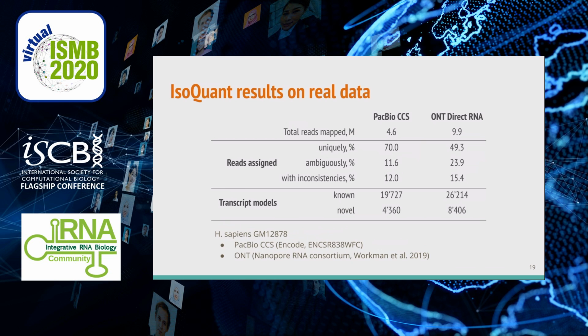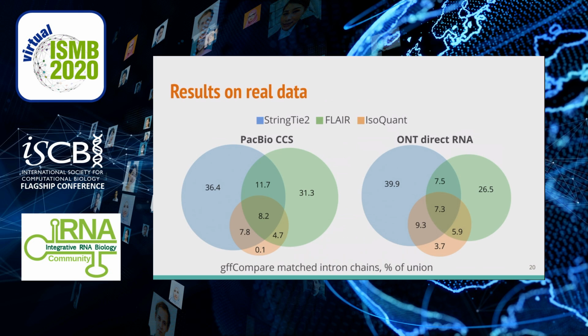Of course, it is not possible to say which tool is correct and which tool is not on real data, since the ground truth is unknown. However, we tried to estimate how consistent these tools are, and it appears that they are not very well consistent. For example, for PacBio CCS data, they have only 8.2% of transcript models generated by all three tools, and the number for direct RNA nanopore sequencing is even lower, 7.3%.